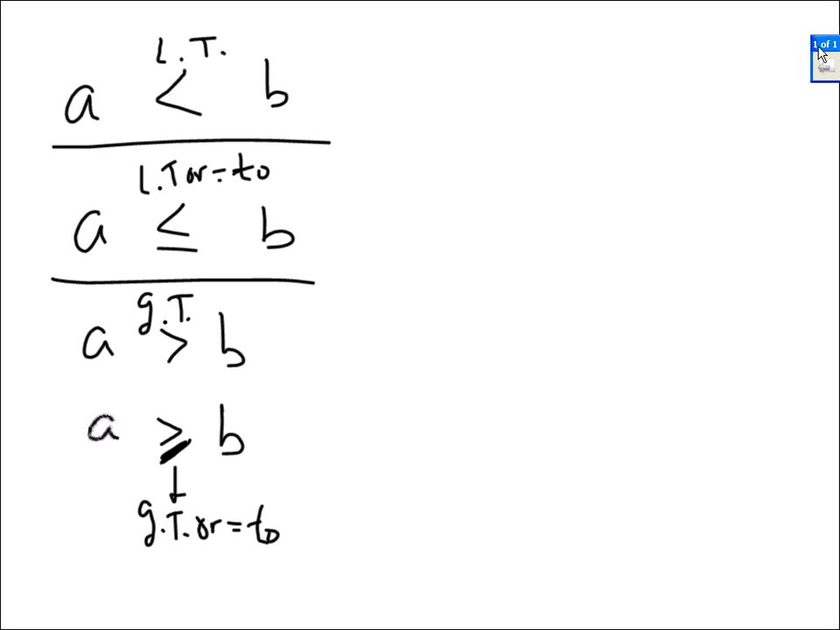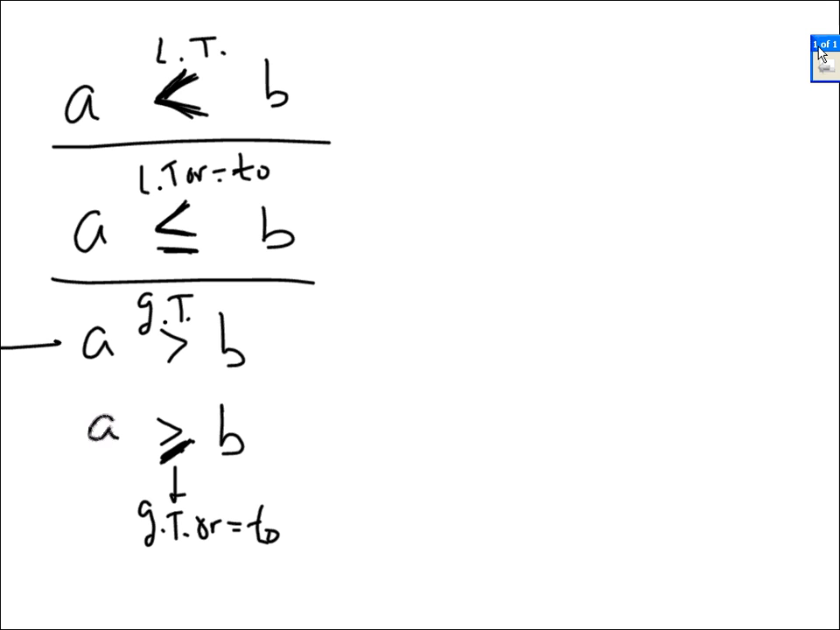Now, forgetting about the equal sign for a moment. The first one, the top one, says A is less than B. So A is smaller. Notice the arrowhead points to the A, the smaller one. A is less than. A is the smaller one. A is smaller than B.